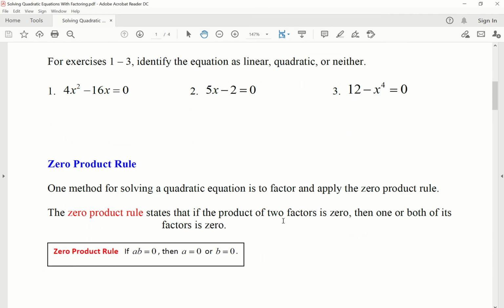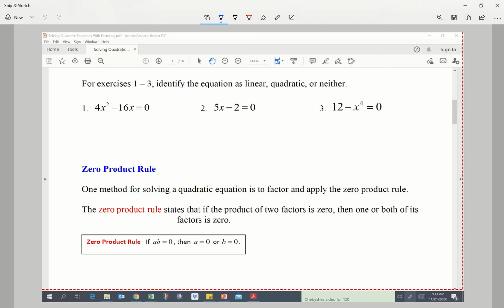In the first couple exercises, you'll have to do 2 in the quiz. Let's do 1 and 3 together. We are asked to identify each equation as linear, quadratic, or neither. In order to answer this question, we want to look to see what is the highest power of x. If we look at example number 1, we see that the highest power of x is x to the second. So that means that this is going to be a quadratic equation.